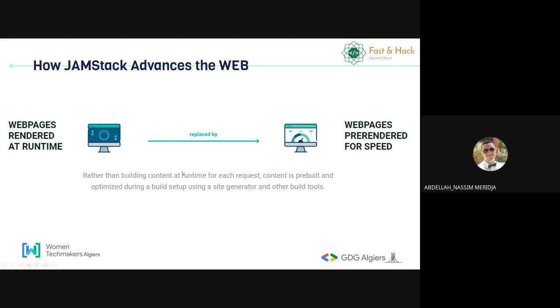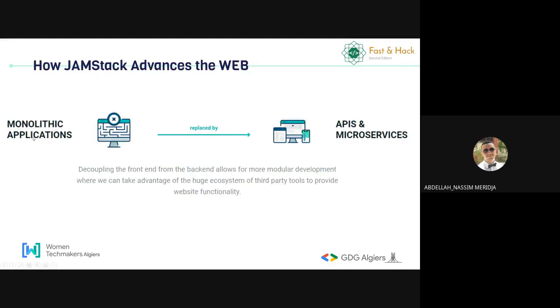Third, we replace the architecture of monolithic applications by APIs and microservices. This allows us to decouple the front end from the back end and allows for more modular development and gives us the ability to take advantage of a huge ecosystem of third-party tools to add and remove website functionalities like authentication, like databases, like functions, etc.